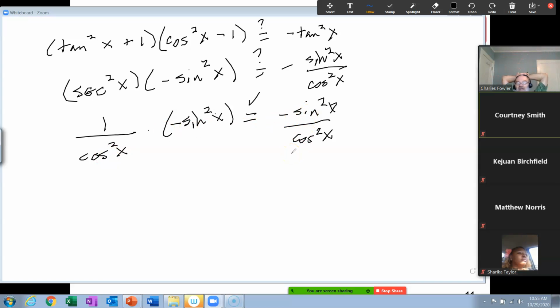Done. Now, you didn't have to work with both sides independently. You could have carried that through and just seen this is indeed minus tangent squared x. But it might have taken an extra step. Why not do both sides at the same time? Just do not cross the equal sign. Okay, I'm getting very dry again. Hold on.